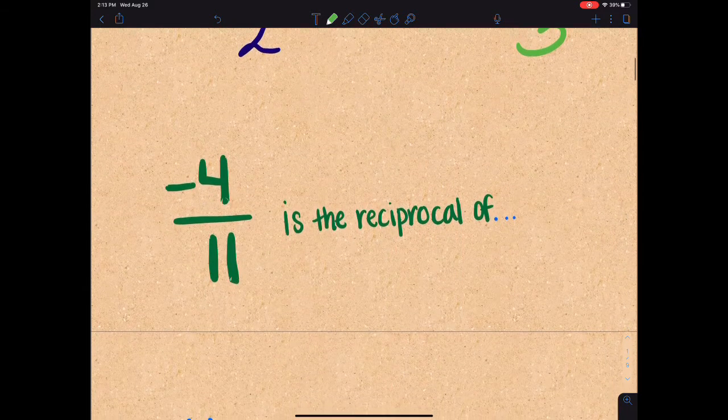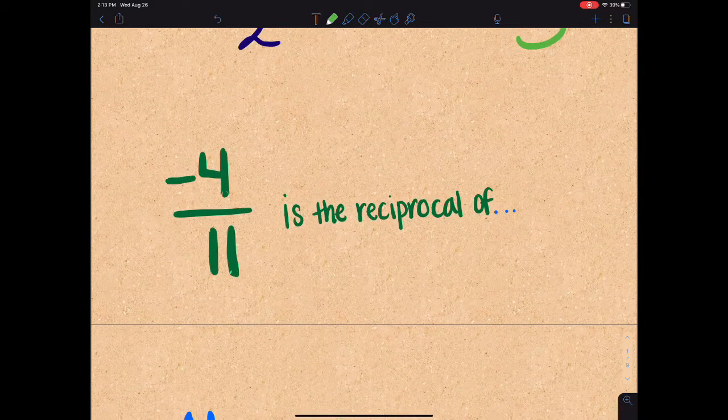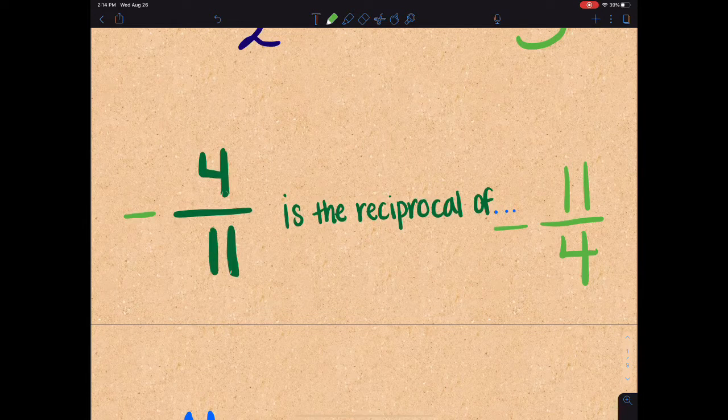Okay, let's do another one. Negative 4 over 11 is the reciprocal of negative 11 over 4. And it doesn't matter really where you put the negative here, because let me just erase it there and I'll show you. You can put a negative here in front of the whole thing, or you can put it in front of either the numerator or the denominator. It doesn't matter, because as long as you have one negative, that makes that whole number negative.